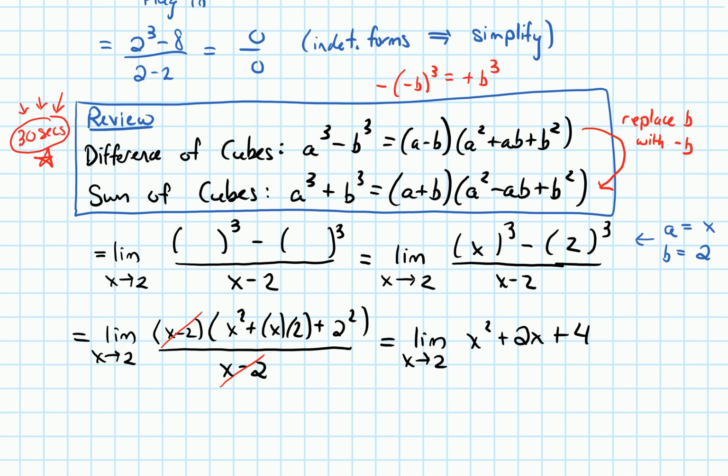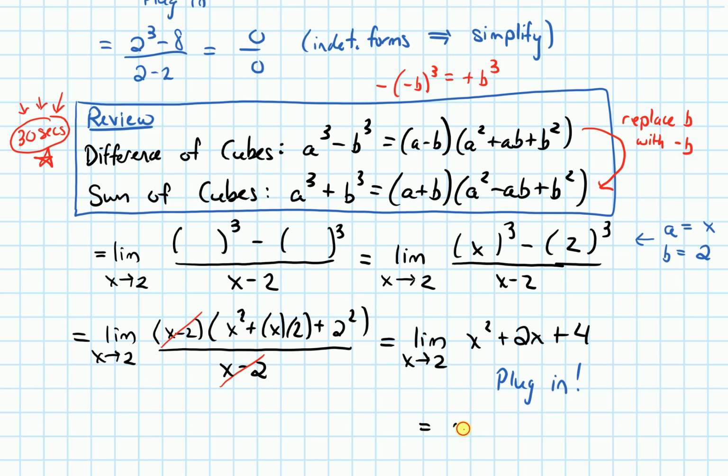And now that that x minus 2 has canceled, notice that the thing that was sort of preventing us from plugging in before is gone. Because when we plugged in 2 before, the denominator was 0, and that was the problem. Now that problem has canceled away, so at this point we are good to plug in. So we are good now to plug in.